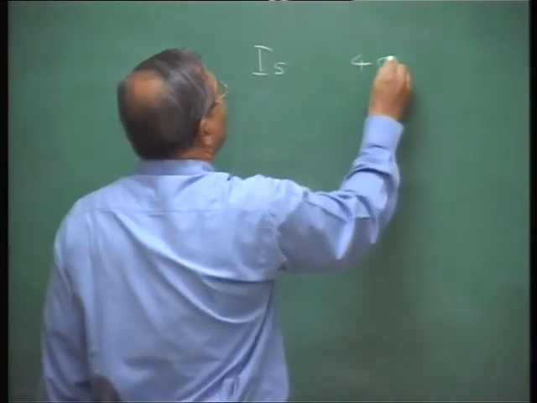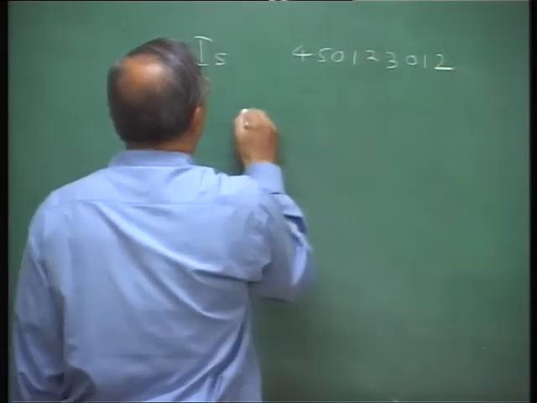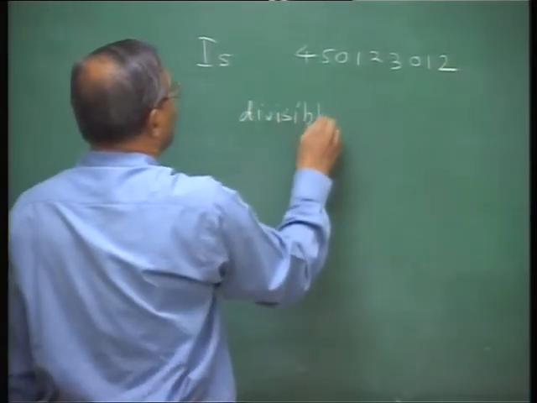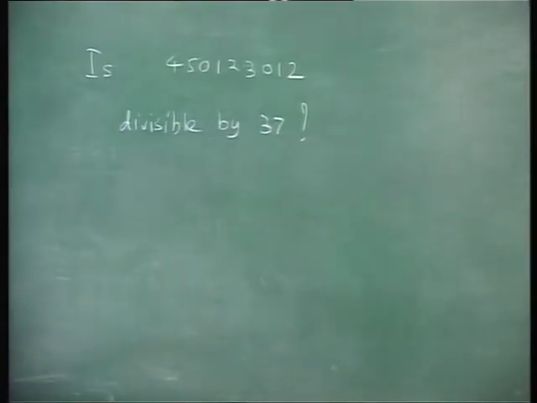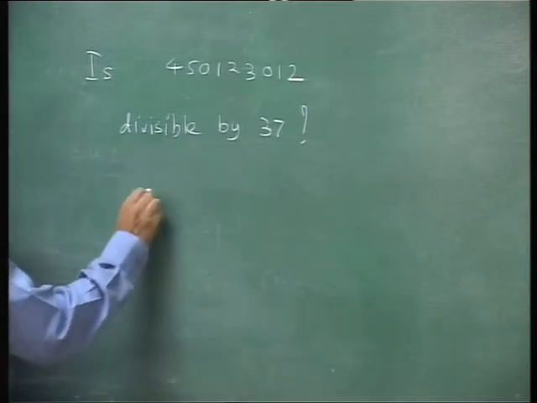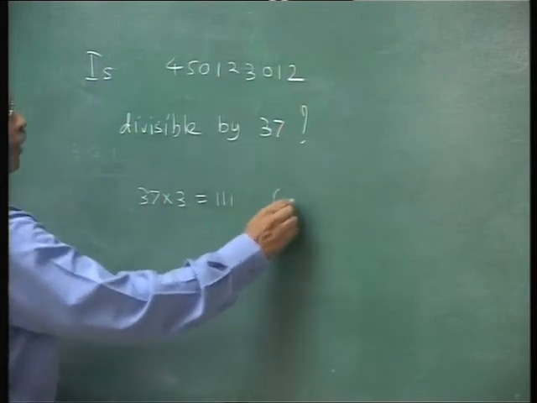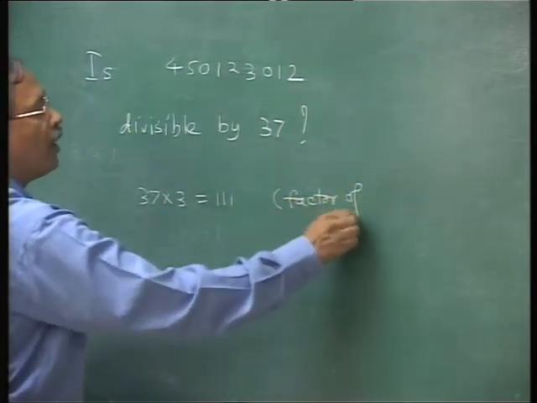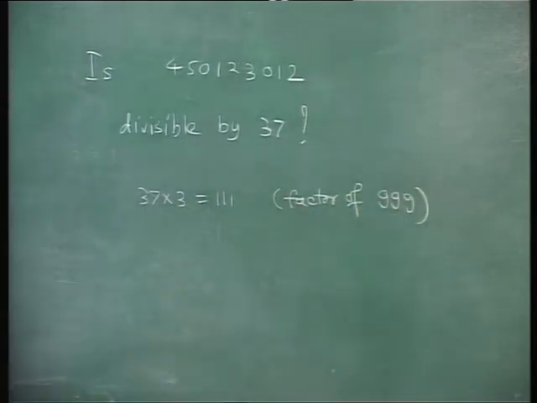Okay. Just to give you another example, let us say 450123012, is it divisible by 37? I can immediately have a test for 37 by noting that 37 into 3 is 111, and 111 into 9 is 999. So 37 is a factor of 999.